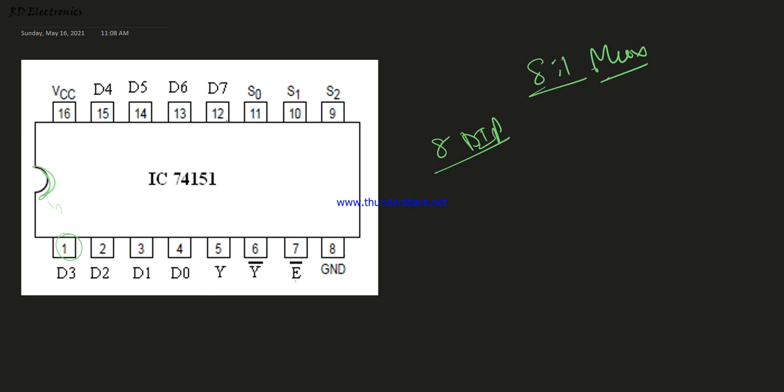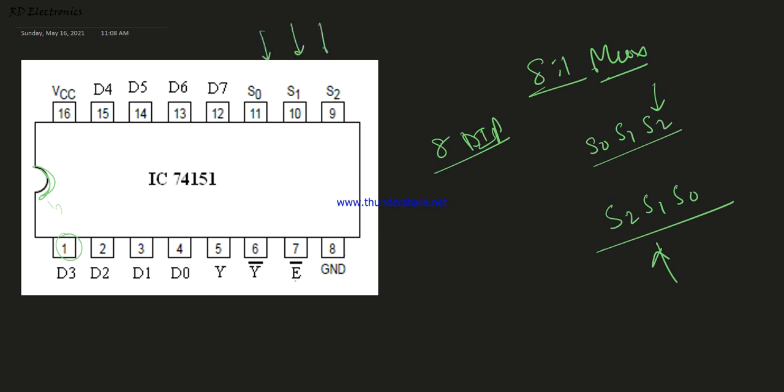These are S0, S1 and S2, where S2 is the MSB. These are the control pins. Okay, these 3 are the control pins, and there are 8 inputs.